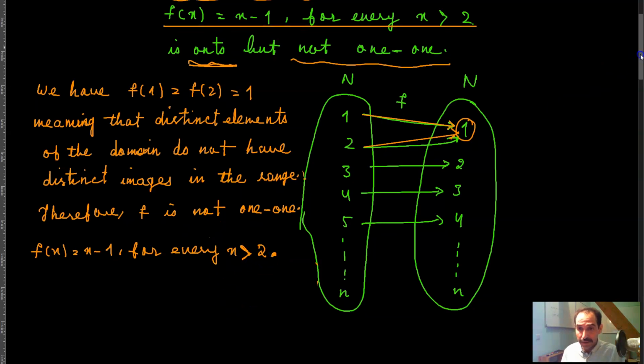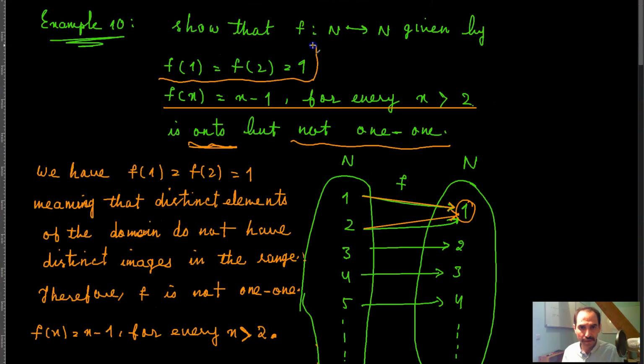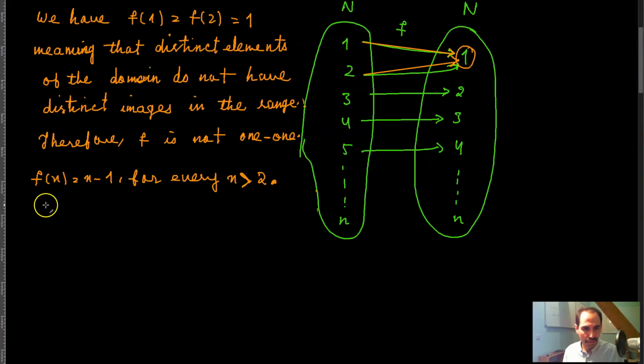Now, as you can see here, 1 is covered by this part of the rule of the function, meaning that you have f of 1 is equal to f of 2 is equal to 1, right? So basically f of 1 is equal to 1. That means that 1 is already covered here. We have no problem with 1.